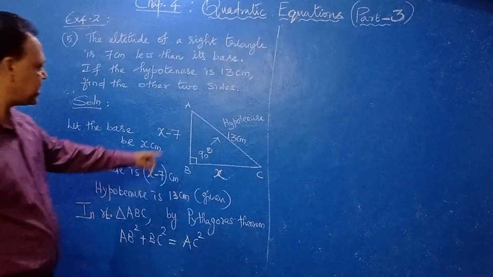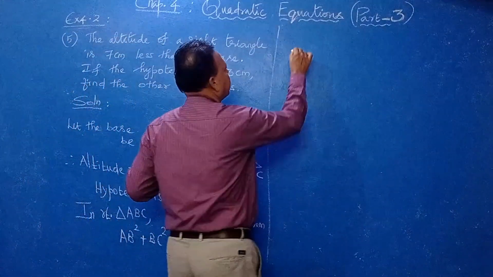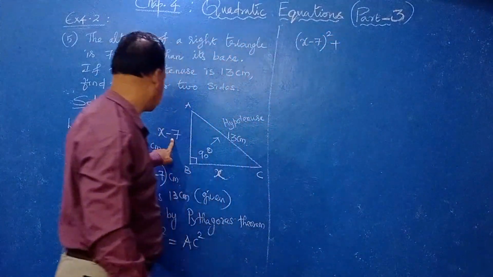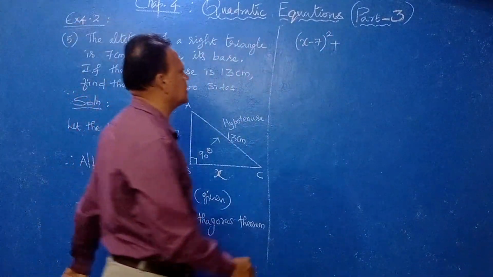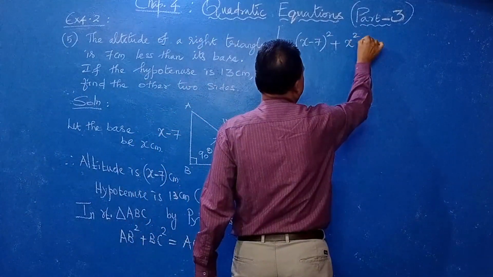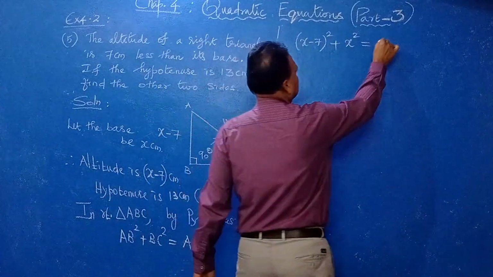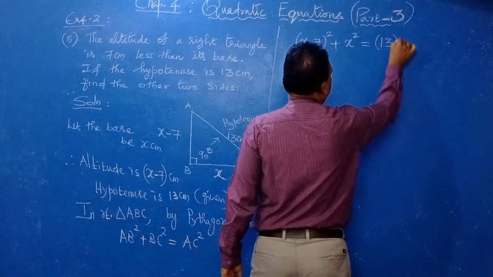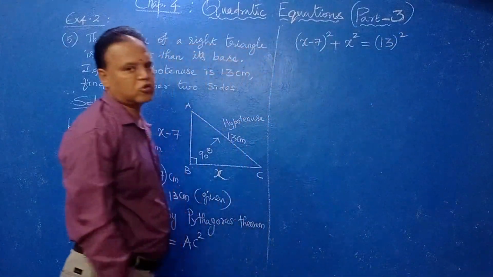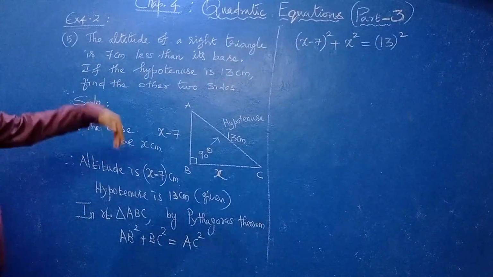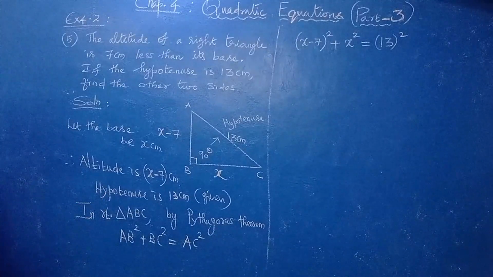Now you know what is AB, x minus 7, the whole squared, plus what is BC, x squared, is equal to what is AC, 13 squared. So first you write it like this. Okay, you just substitute the values in this statement.